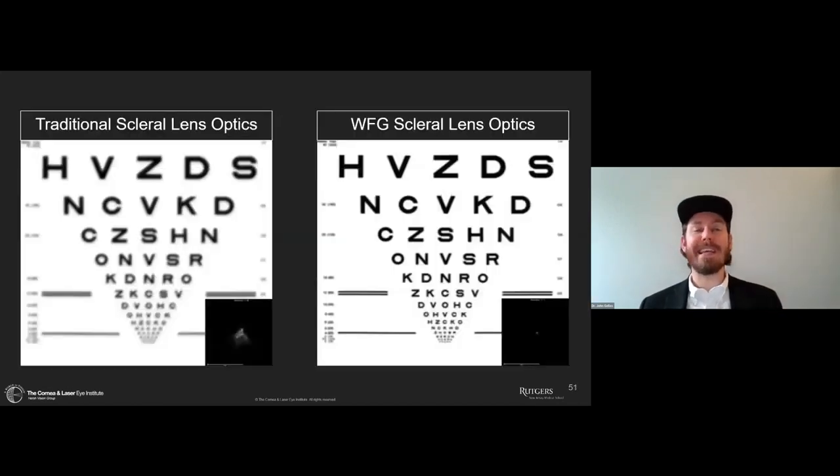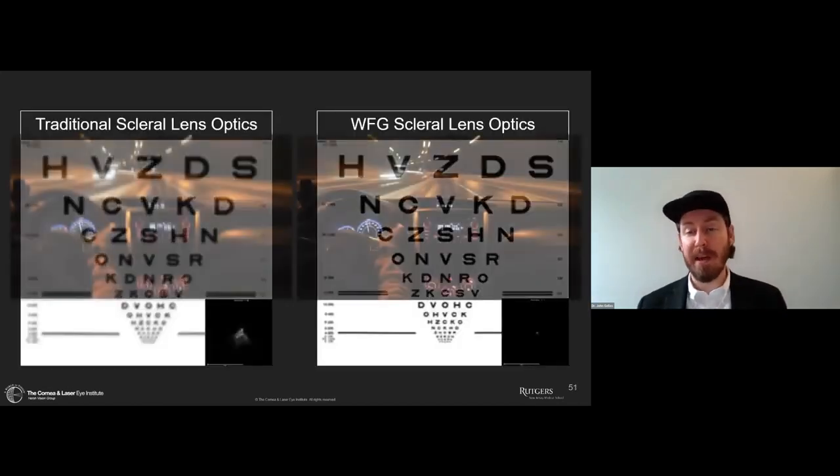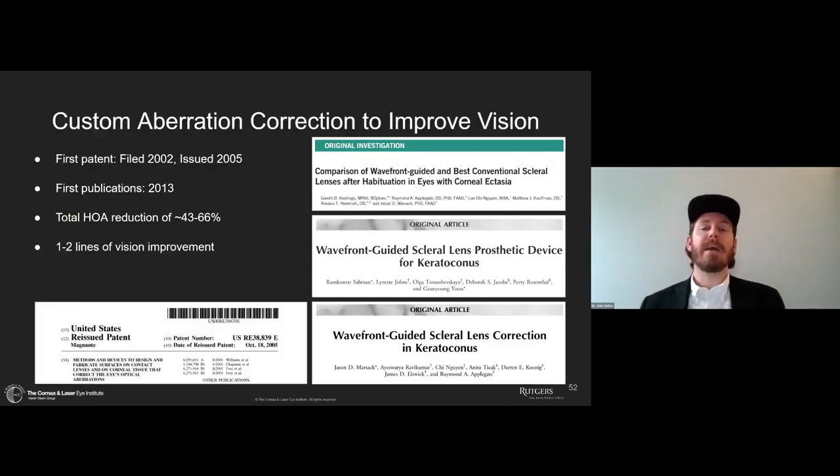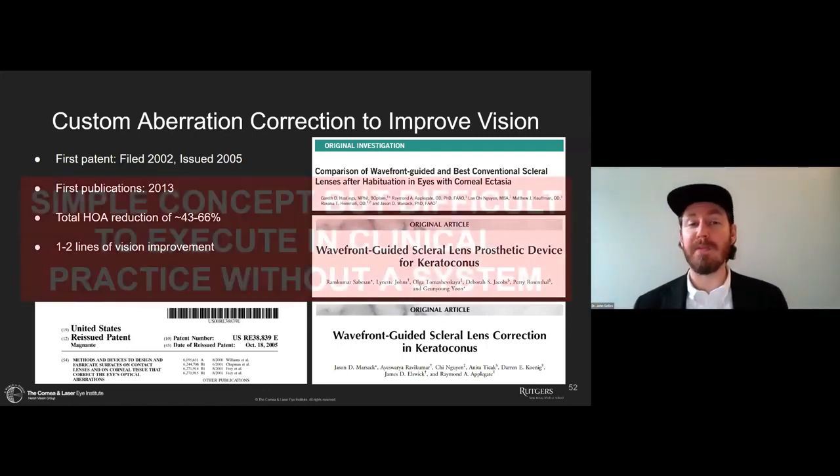So what we can see is that we get a large improvement in visual acuity, right? We can really improve the quality of an individual's vision. Now, this has been around for a long time. This is not a new concept. This was first filed in 2002 with the Magnanti patents. And when we look at the investigations on this, the first real publications came about in 2013. What we've seen in the publications and the data so far is somewhere in the order of about a 40 to 65% reduction in aberration and about a 1 to 2 line improvement in visual acuity.